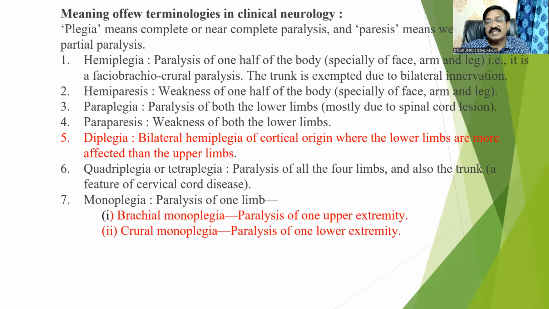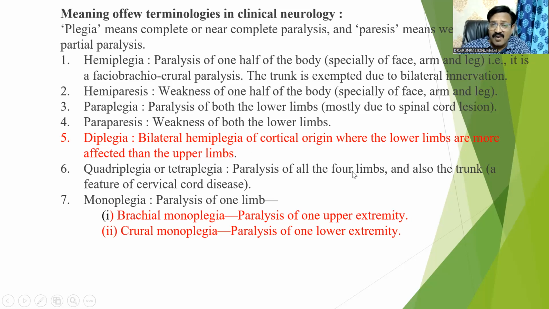So, a few terminologies in clinical neurology. Hemiplegia. Paraplegia: both lower limbs have weakness. Diplegia means the patient will have quadriplegia-like weakness, but the lower limbs will be more affected than the upper limbs. It is bilateral hemiplegia of cortical origin. So diplegia means bilateral hemiplegia of cortical origin, where the lower limbs are more affected than the upper limbs.